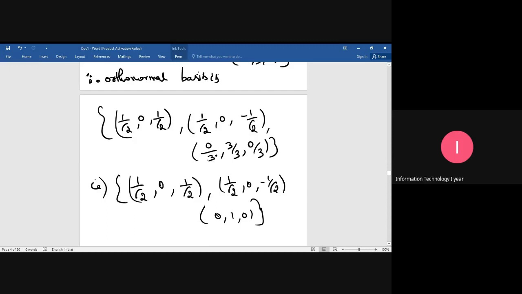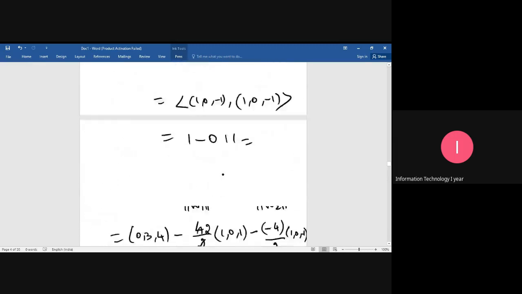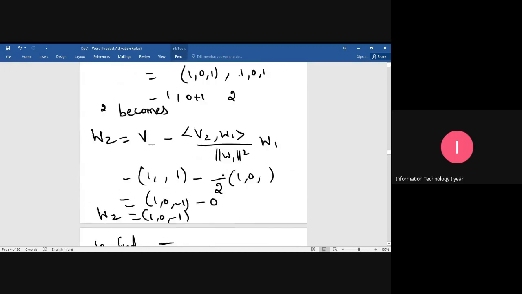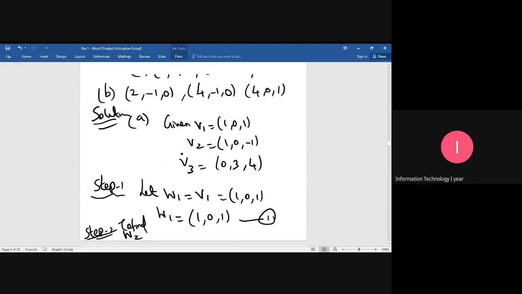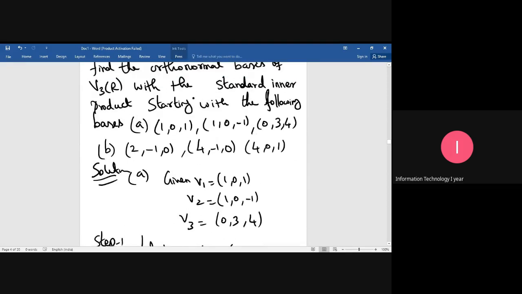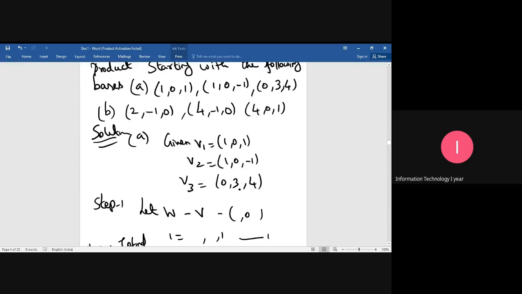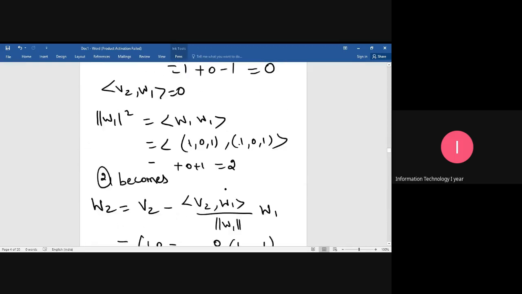In this we have 2 questions, right? The first part, the A part of the question, is over. Using the Gram-Schmidt orthogonalization process, find the orthonormal basis for the vectors in A. We have calculated 1, 0, 1; 1, 0, minus 1; 0, 3, 4. The second question is 2, minus 1, 0; 4, minus 1, 0; 4, 0, 1. We just found all the orthonormal bases.